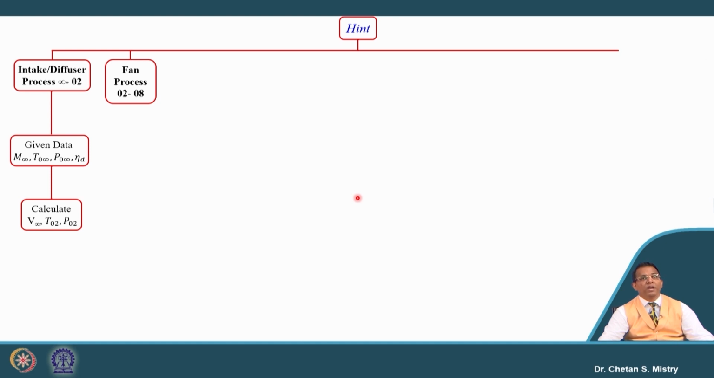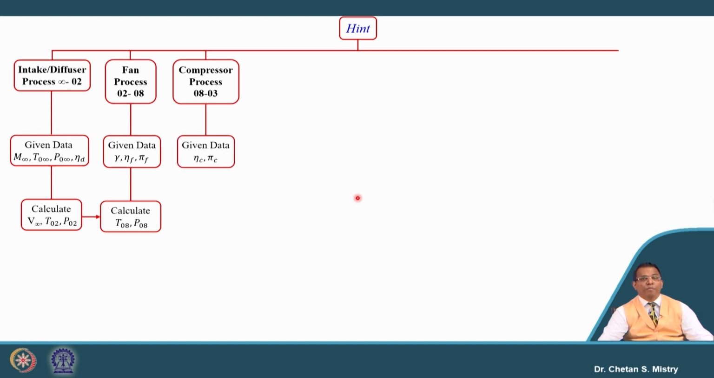The next component we have is our fan. For this fan we are given fan efficiency, fan pressure ratio and gamma value. We can calculate our exit pressure and exit temperature from the fan. The next component is the compressor. For that compressor we are given efficiency and compression ratio. By using this we can calculate the exit pressure and exit temperature from the compressor.